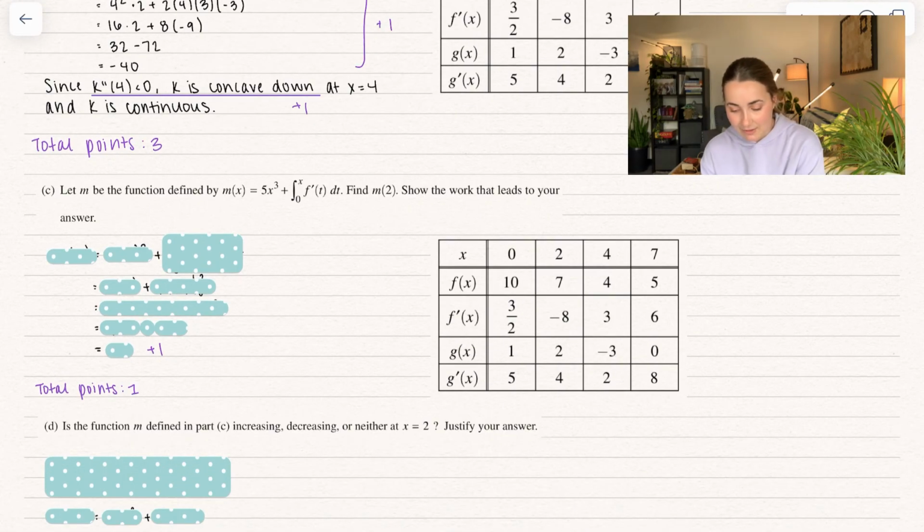Part C, we have let m be a function defined by m of x equals 5x cubed plus the integral from 0 to x of f prime of t dt.